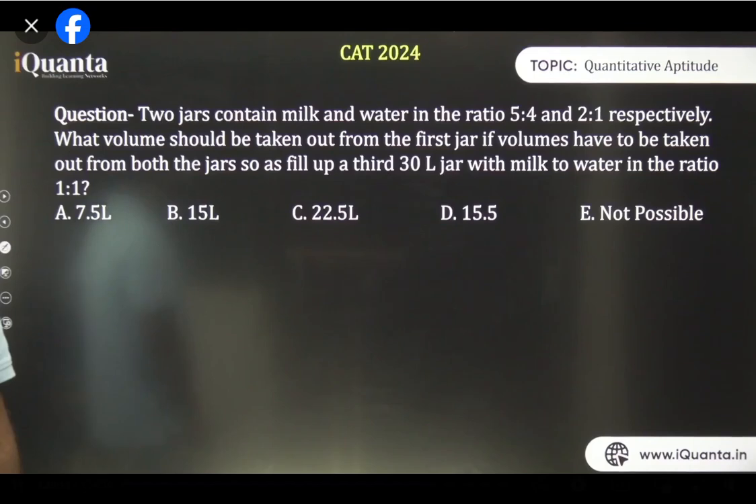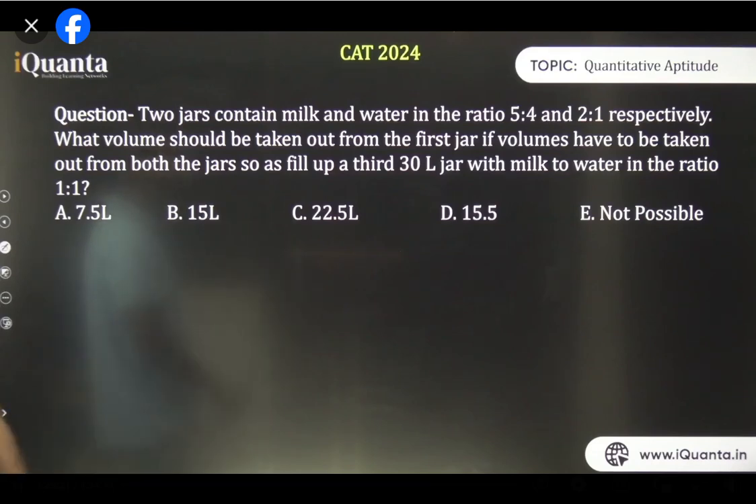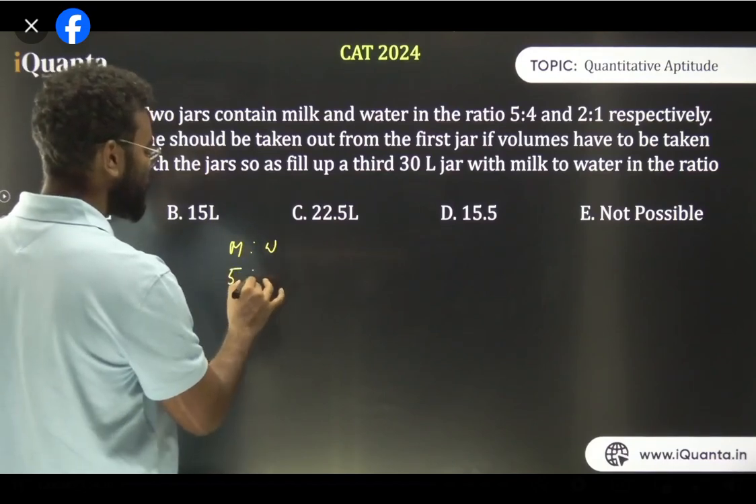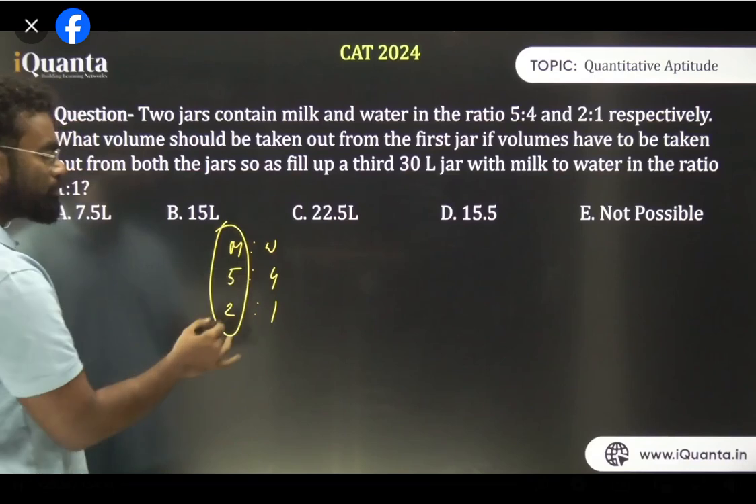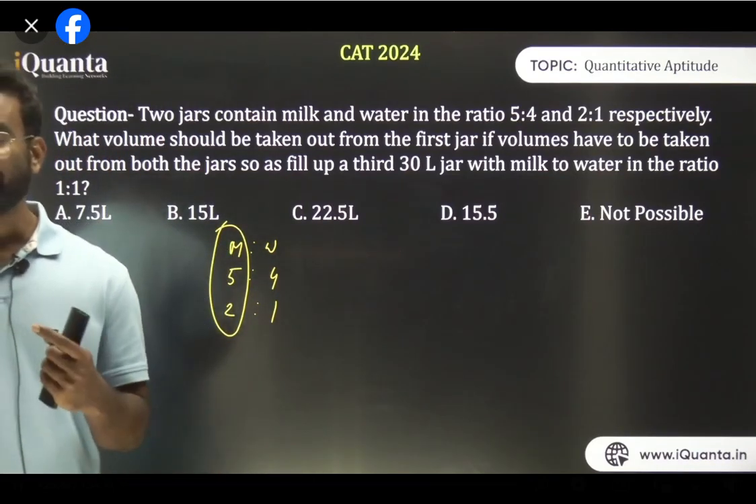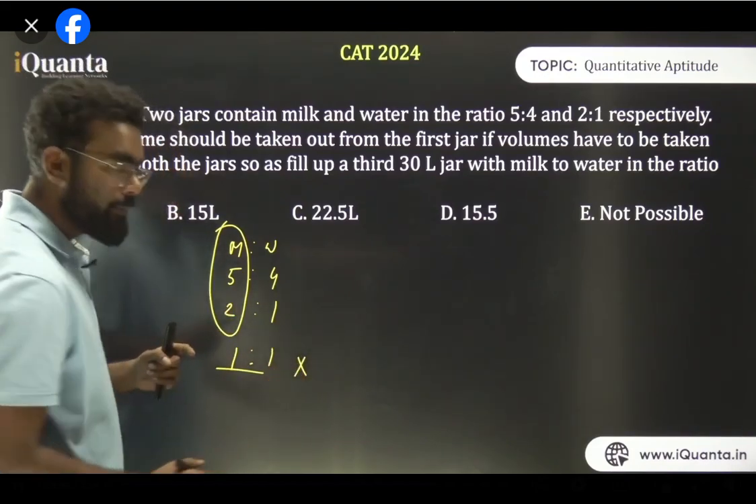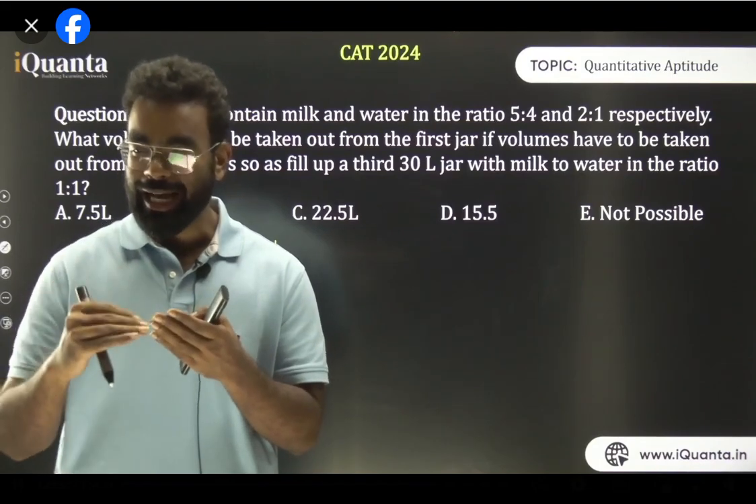Shall we discuss this question, all of you guys? Now think about it in a different way. Think about a case where it is 5:4 and 2:1. In the first solution, milk to water is 5:4, and in the second case it is 2:1. In both cases, the amount of milk is more than water. Now the average cannot be 1:1. Why? Because I already told you the average should be between the highest value and the least value.